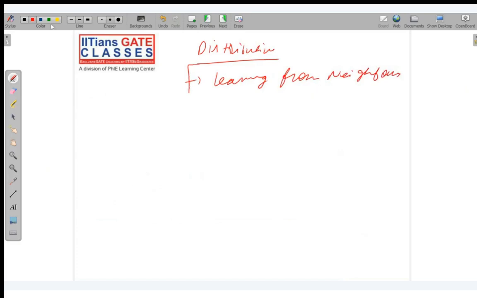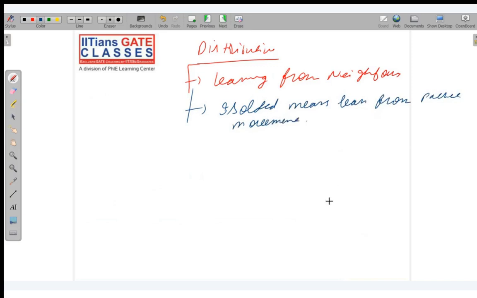But what was isolated saying? Isolated was saying learn from packet movement. Do not learn from neighbor. You are the isolated one. So isolated means learn from packet movement.